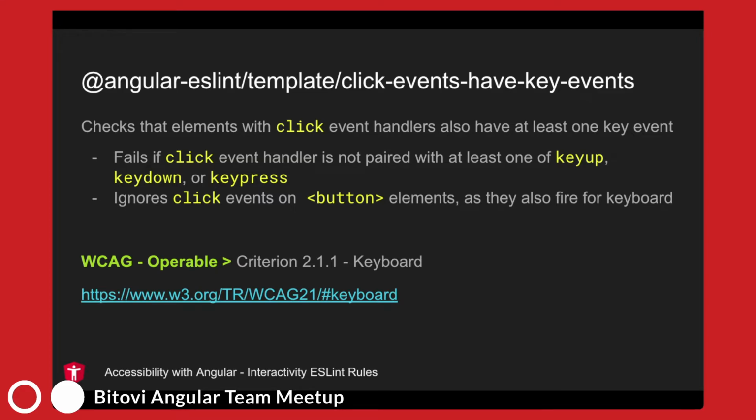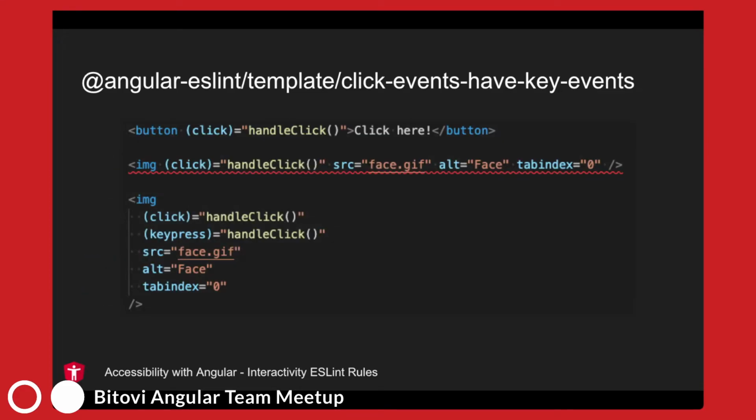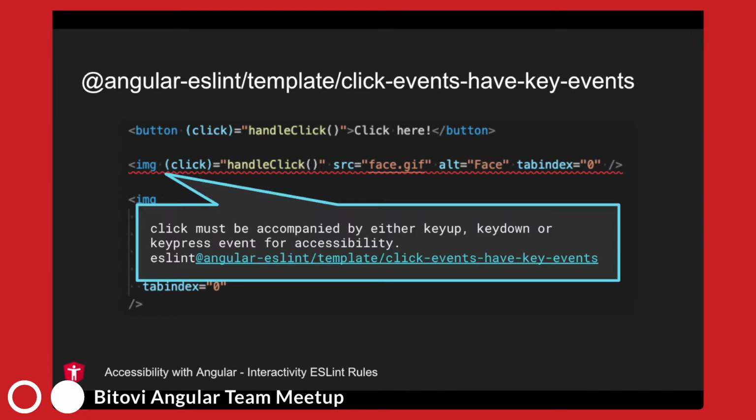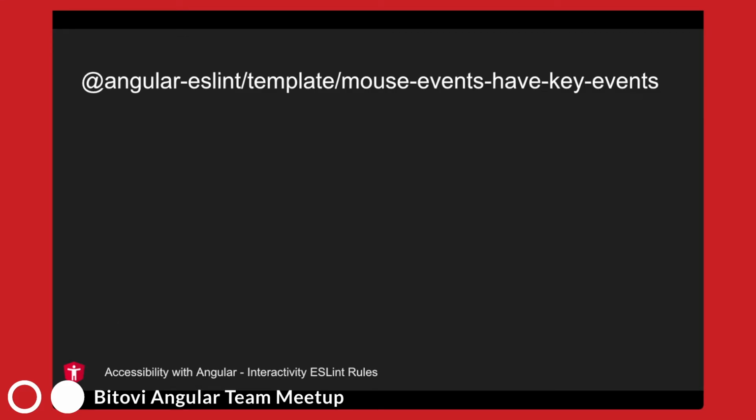So looking at an example for this, we've got our first element here, which is just a button with a click event handler, and that is okay because, as I mentioned, the click event on buttons can accept keyboard input. Our image tag in the middle with just a click event is the problem, and our last tag has a key press event, which satisfies the rule. So on this one we get the error saying we need to accompany it with a keyboard event.